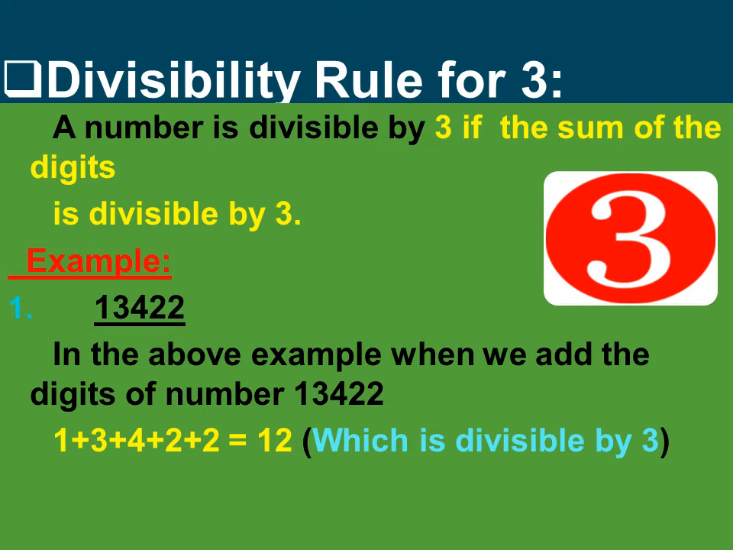Now at this stage, we will check whether 12 is divisible by 3 or not. Yes, 3 4s are 12. So, when we add all the digits of the whole number, and the answer is divisible by 3, we can say that the whole given number is divisible by 3. It will be more clear when we do different questions.